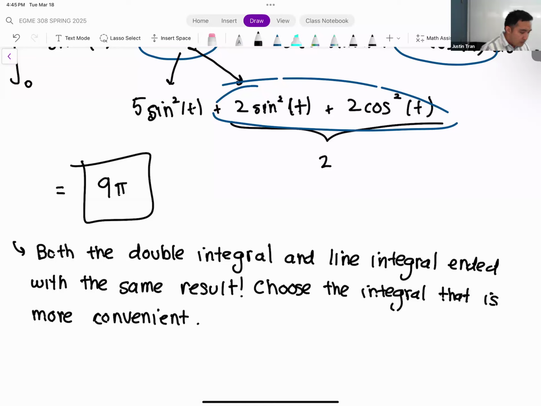Okay. Any questions on this so far? Okay, so before we move on to surface integrals, let's talk a bit about the physical intuition behind Green's theorem.